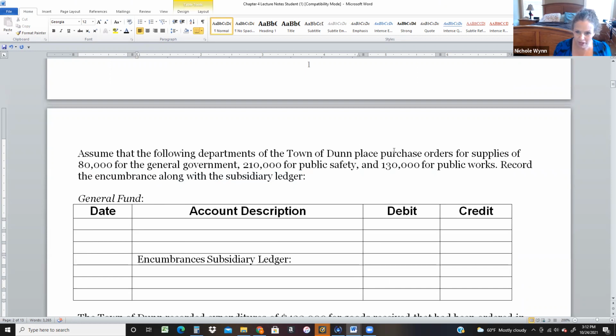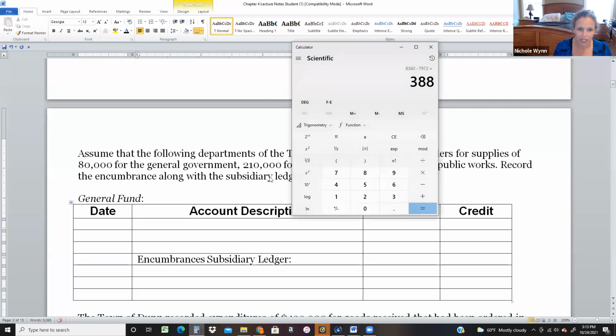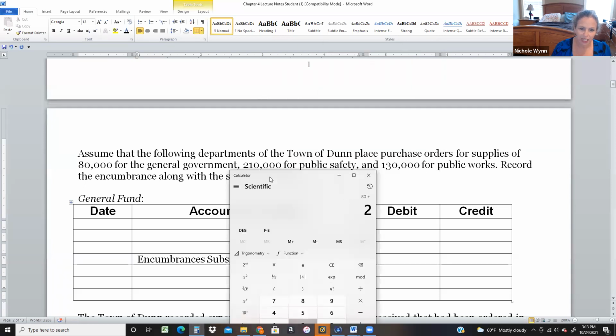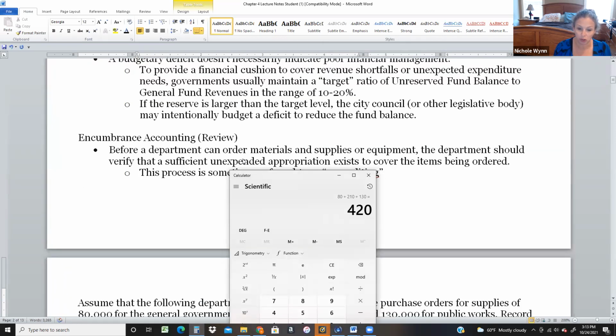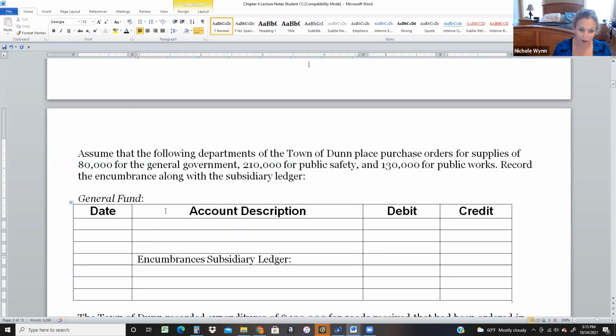So assume the following department, a town of Dunn, places orders for supplies of 80,000 for the general government, 210 and 130. So if we add that together, we have 80, 210, and 130. So it's a total of 420. So we're going to do encumbrances and reserve for encumbrances. Sometimes your book, instead of calling it reserve for encumbrances, will call it encumbrances outstanding. I usually call it reserve for encumbrances, and that's what we did in chapter 3. So that's kind of what you're used to.